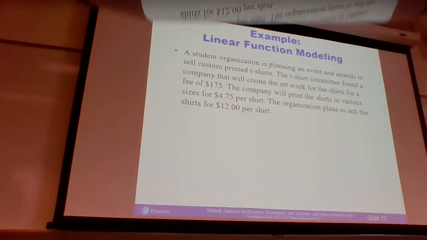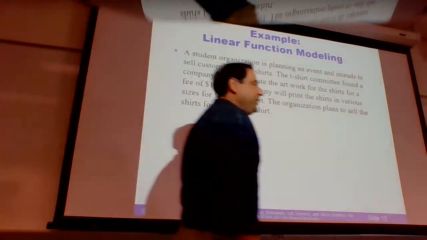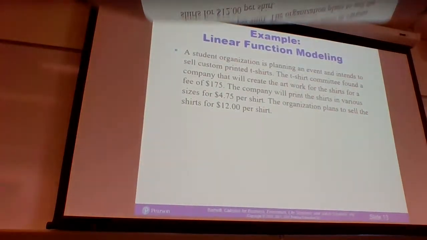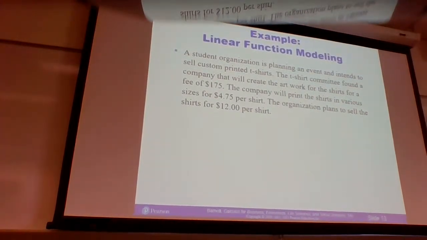All right, so let's kind of look at this. What would the cost be? 175 plus 4.75 X. Perfect. You got to pay the 175 plus 4.75 per shirt. X is number of shirts. I have no idea how many. So X, number of shirts. The cost, C of X, would be 175 plus 4.75X.